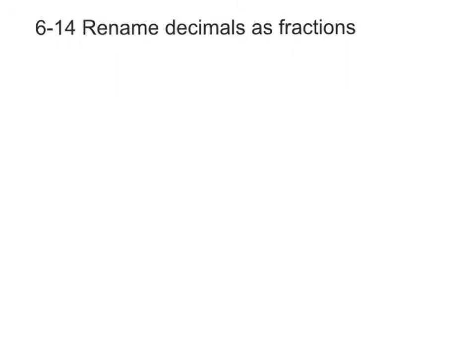In the last lesson, we renamed fractions into decimals by dividing bottom into top. But now we're going to rename decimals as fractions. Let's write 0.35 as a fraction in simplest form.